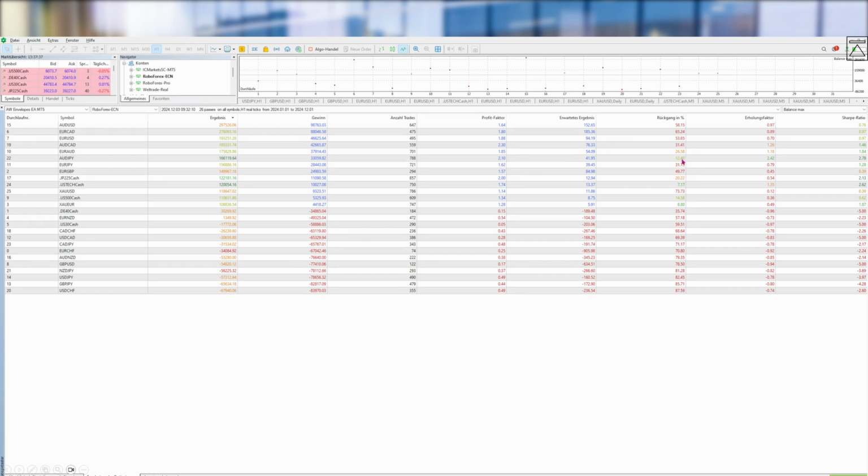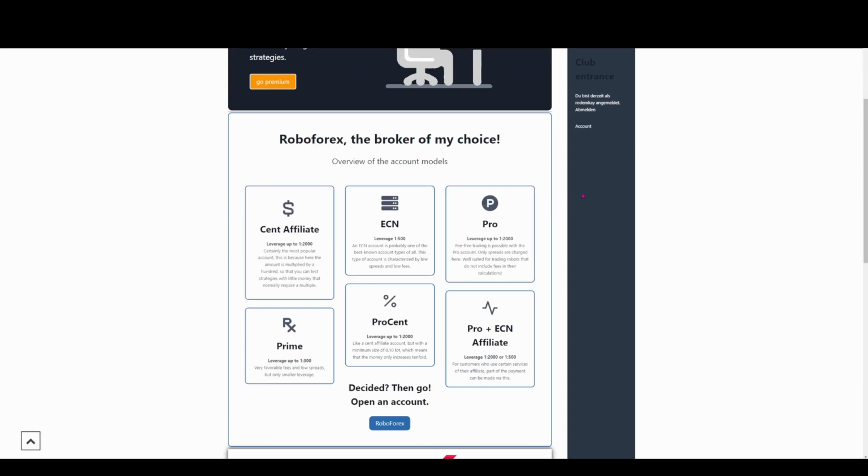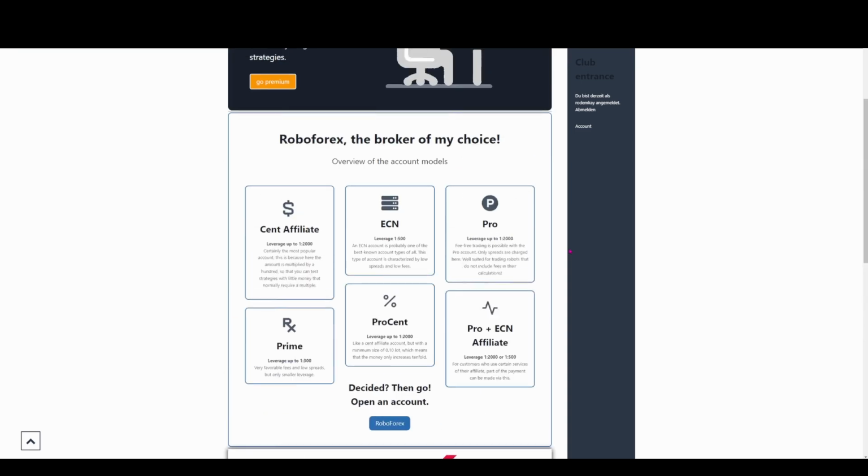We have some very high drawdowns, but we also have some very good results. For example, the specific settings on my website, forexstrategy.club. The site is still under construction, so I'm not that far along yet. I already have some articles on MetaTrader, testing, installation, and so on. You'll find them there. And soon you'll also be able to download the settings from there.